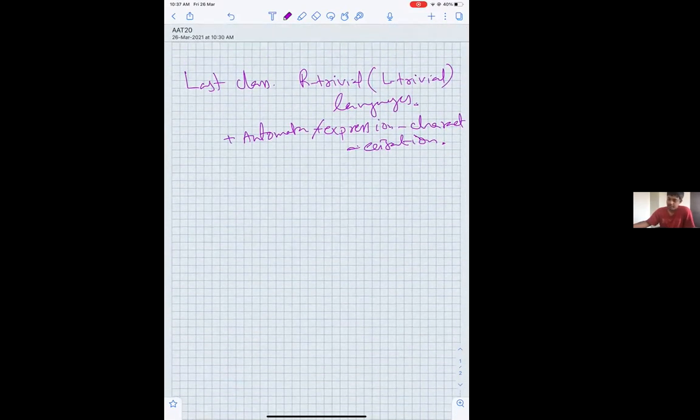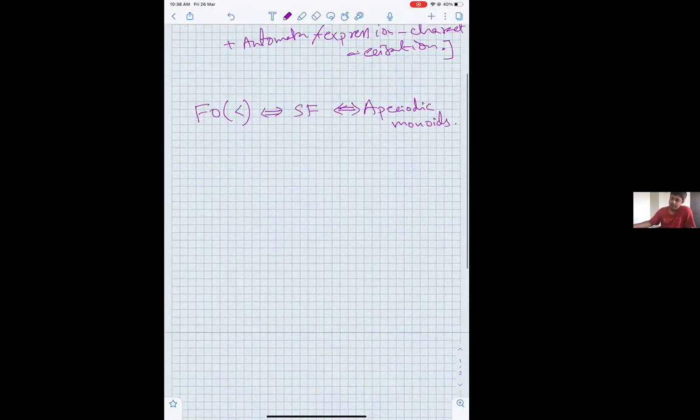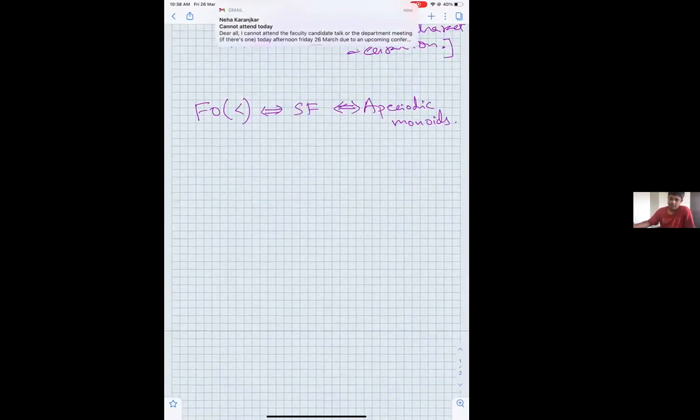Now today we are going to discuss something. We won't get into Simon's theorem, but I think we'll today see the definition. Okay, so let me start with the correspondence. FO less than is equivalent to star free is equivalent to aperiodic monoids. This is Schützenberger's theorem. Now we are going to look closely at FO less than.